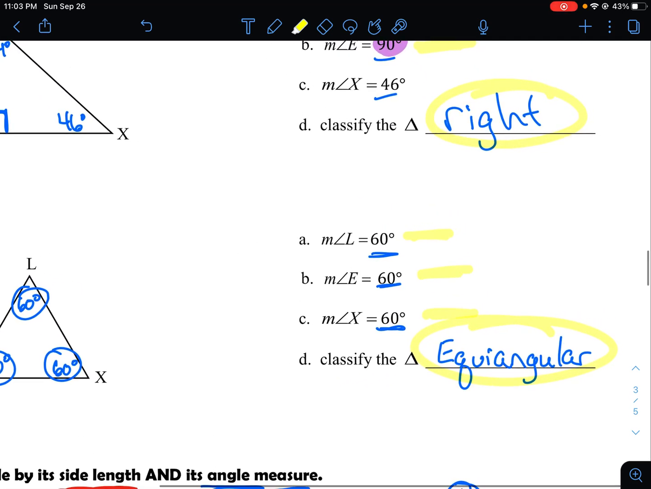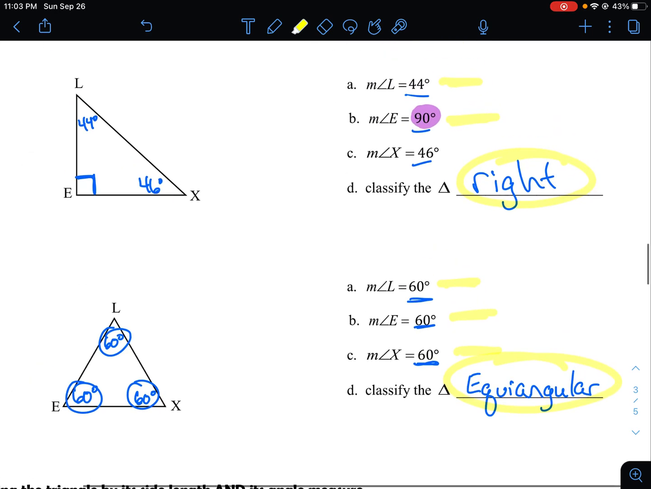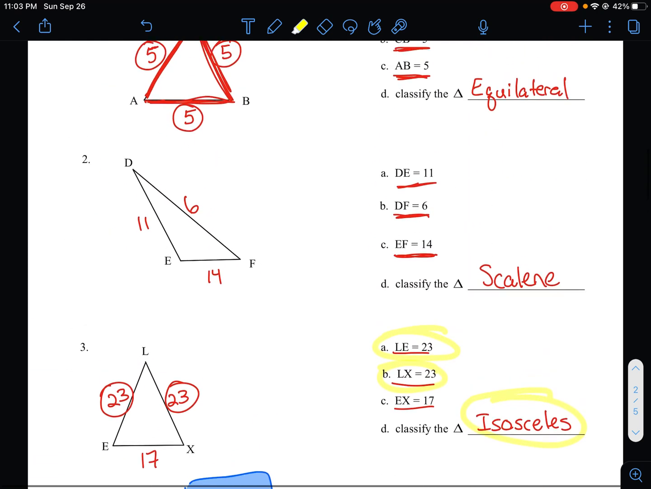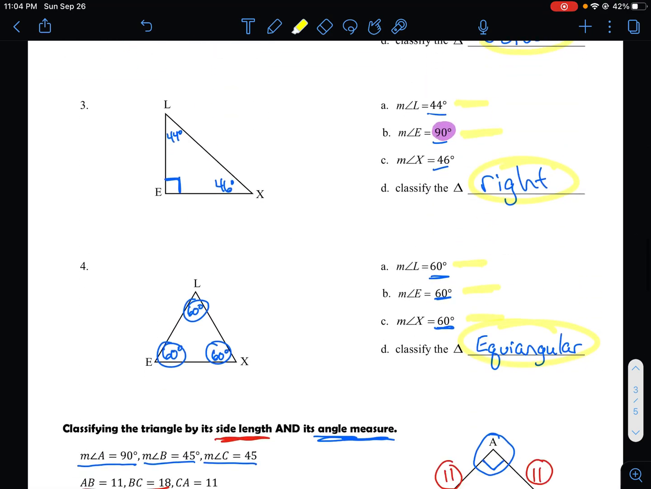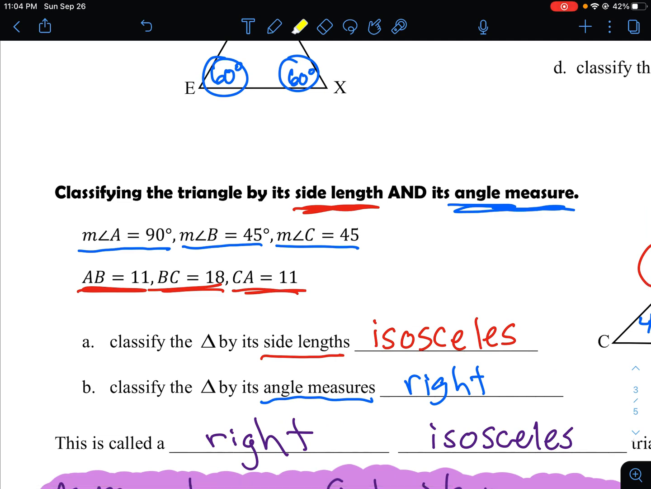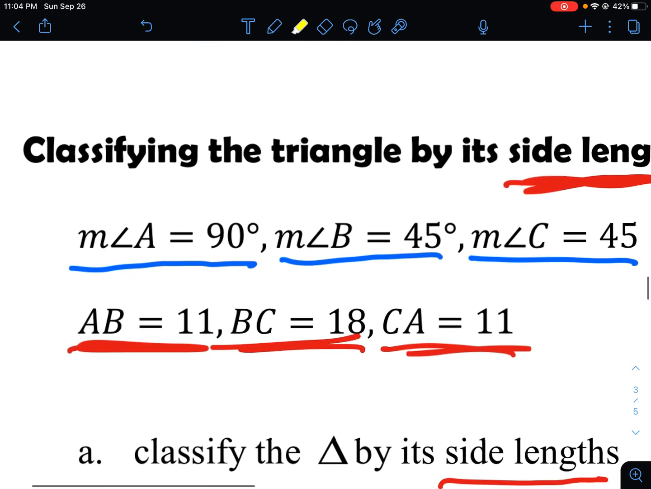Okay. Now, the next example just blends these two concepts together, right? Everything we see in blue here is talking about the angle measurements, and everything in red is talking about the side lengths. So what we're going to do now is look at a triangle and give it two names, one based on angles, one based on sides. Okay? So classify this triangle based on its side lengths and its angle measurements. Well, I see 90, 45, 45. This 90 right here tells me that this is going to be a right triangle.